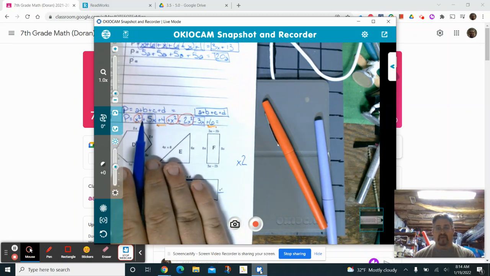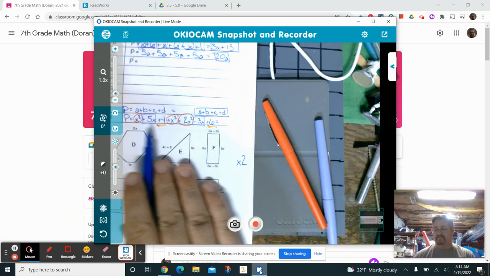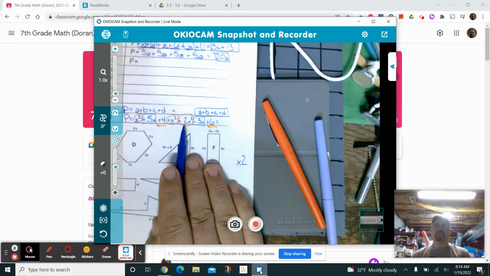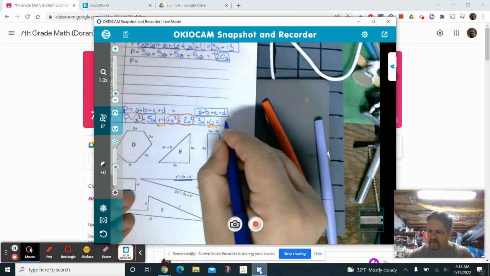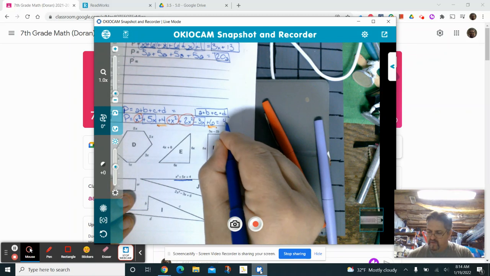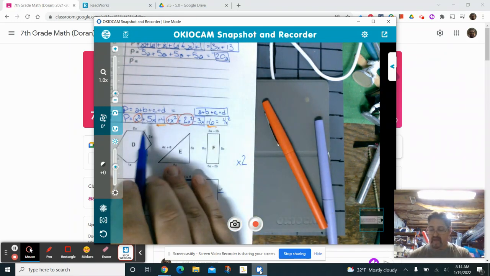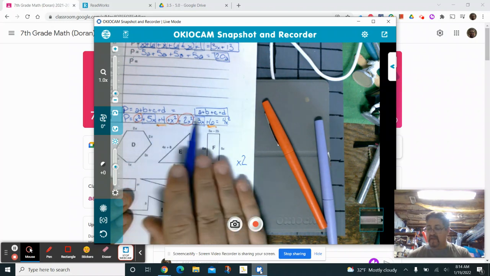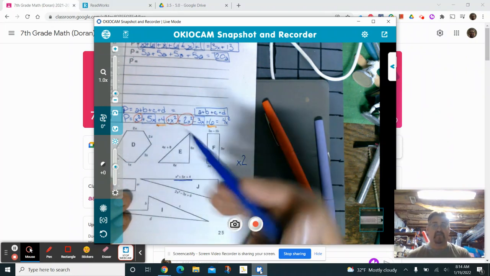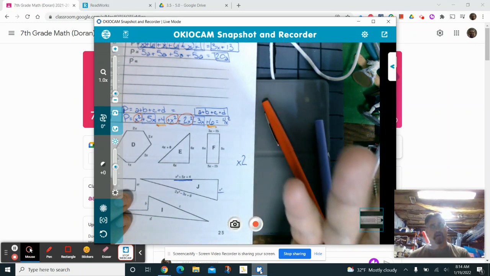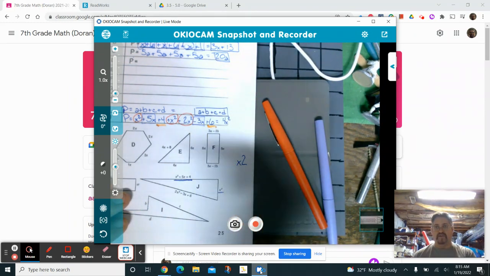Our circled numbers in red. We have 1x squared plus 1x squared. 1 plus 1 is what? 2. Yeah. Plus 2x squared. So what's 2 plus 2? 4. Yeah, very good. So we have 4x squared. Now we have plus 5x minus 3x. What's 5 take away 3? 2. Awesome.